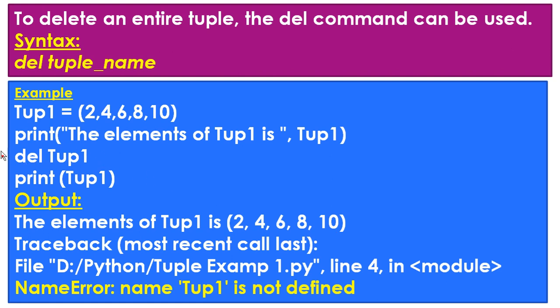Now delete the tuple by using the del command. So here tup1 is deleted. Now if you print tup1 again, we get the error message: name tup1 is not defined. That means tup1 disappears. The error message appears because we deleted tup1, so tup1 disappears. The compiler produces the error message that tup1 is not defined.